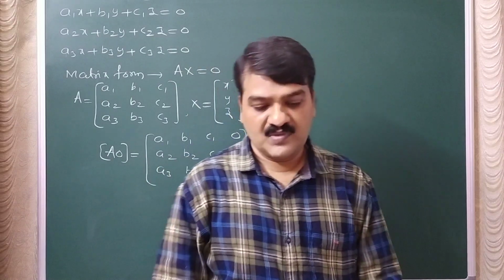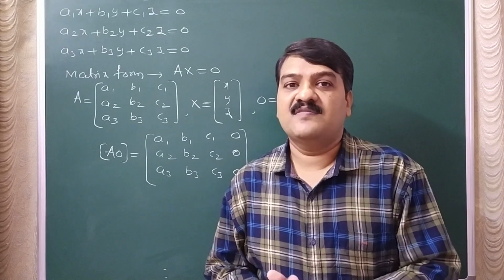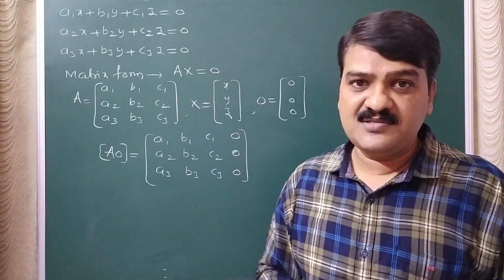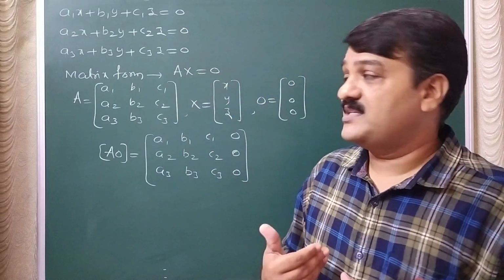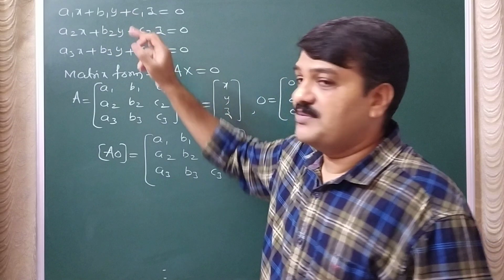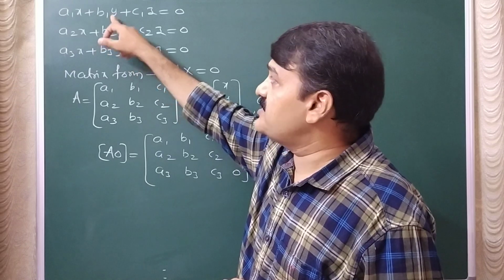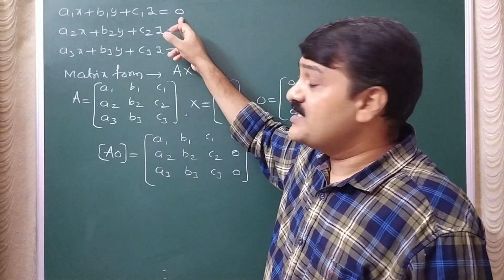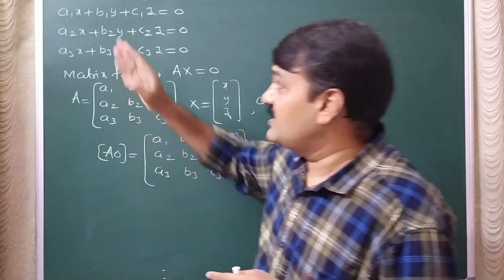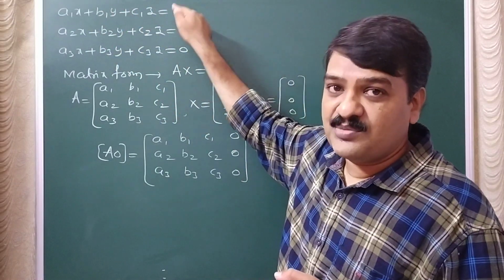Hi students, so today in this video I am going to explain the solutions of a set of homogeneous equations. So these are the set of homogeneous equations. What is a homogeneous equation basically? Homogeneous equation means the degree of each term of the equation must be the same. Here the degree of the first term is 1, the second term is 1, the third term is 1, and the RHS is 0, and you know that the degree of 0 is not defined. So the degree of every term is the same. Therefore this is called a homogeneous equation.